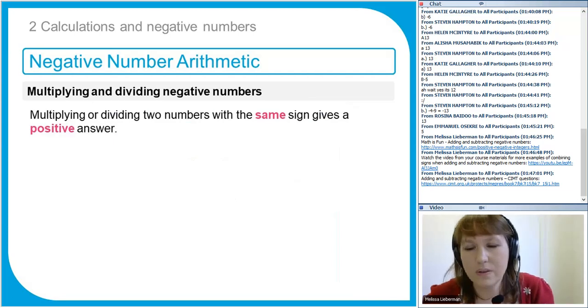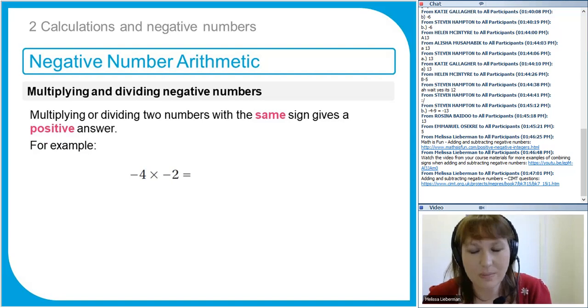So if it's two numbers and both are positive, the answer will be positive. And if both numbers are negative, the answer will also be positive. So if the signs in the numbers are the same, the answer will be positive. For example, if I had -4 times -2, a minus times a minus cancel each other out, so it becomes positive, and then 4 times 2 is 8, so the answer is just 8. Similarly for dividing, if I've got -4 divided by -2, these signs cancel each other out, and then I'm just left with 4 divided by 2, which is positive 2.